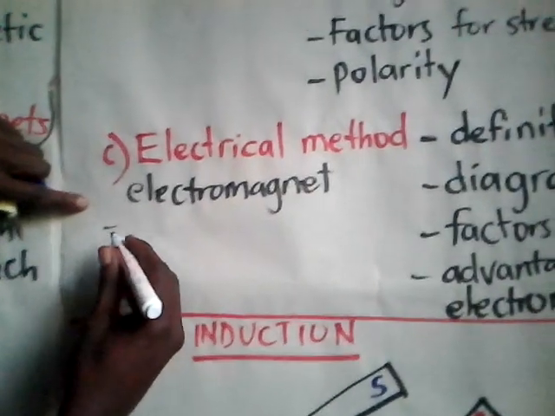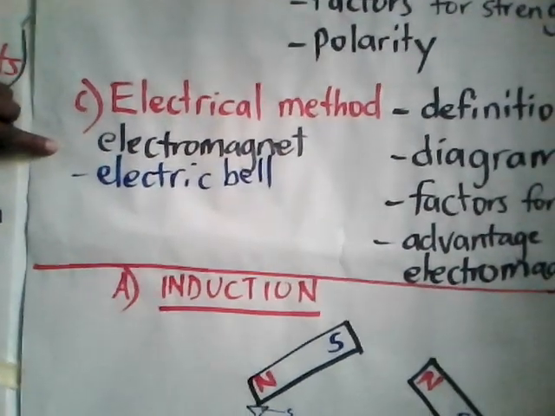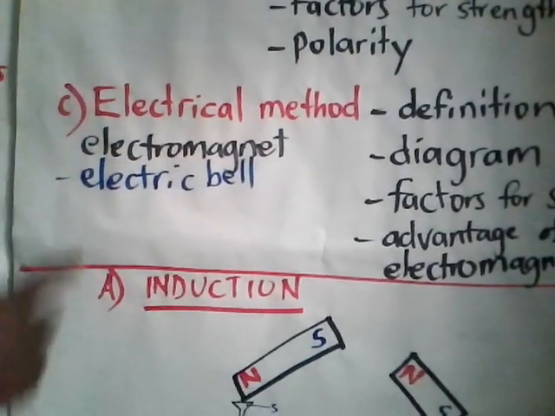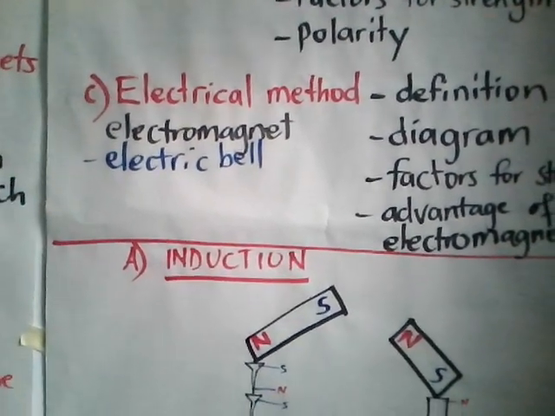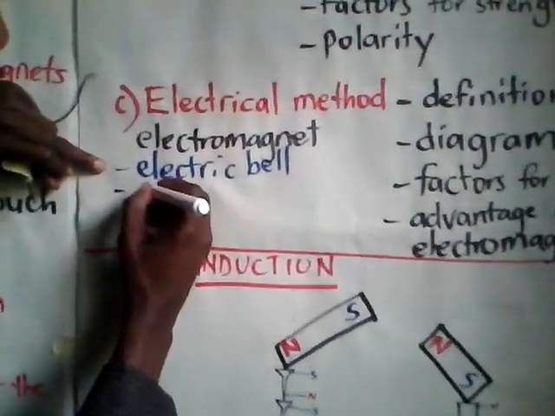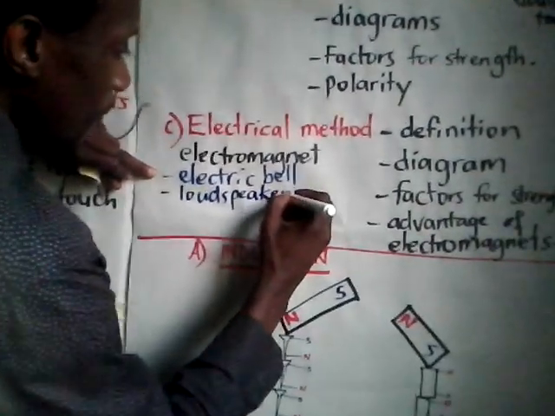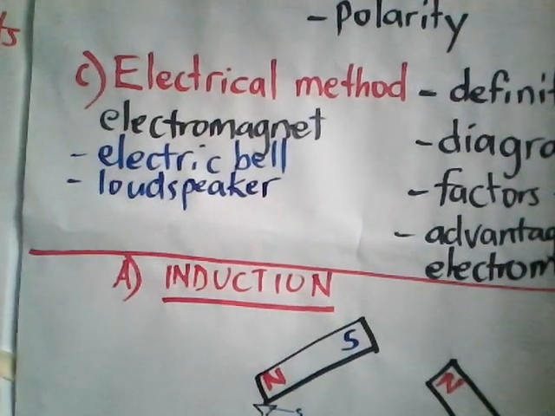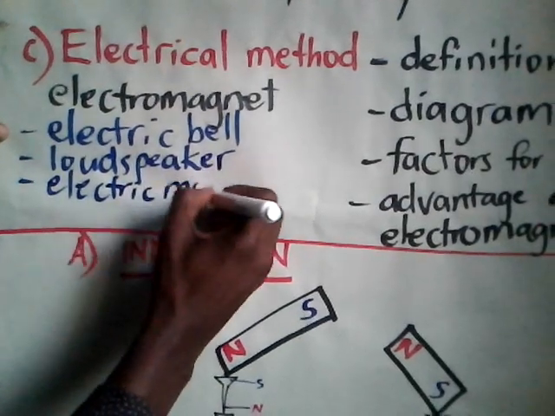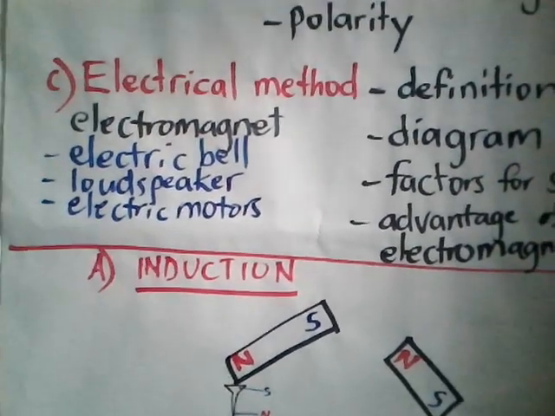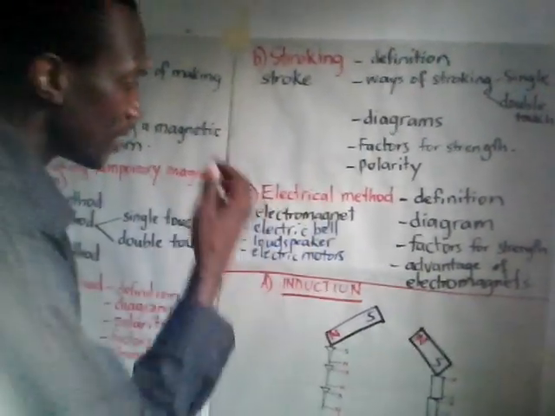Examples of devices that use electromagnets, we have the electric bell. So the question can come, identify ways in which the electromagnet is used in your school. You just say it is used in the electric bell. They are also used in loudspeakers. Loudspeakers have both permanent magnets and the electromagnet. Then electric motors also have got coiled wire, also have got an electromagnet. So that is the way in which it is applied.